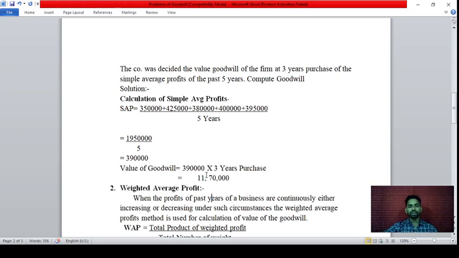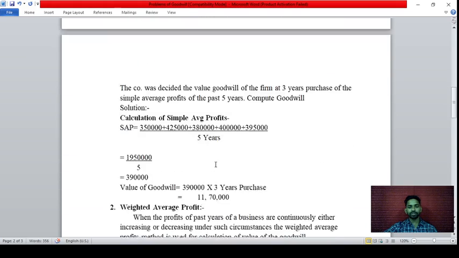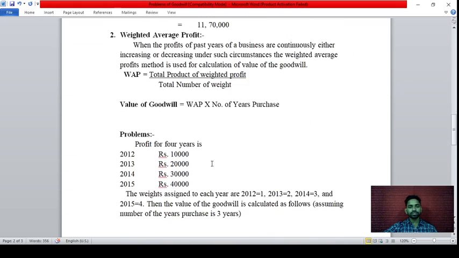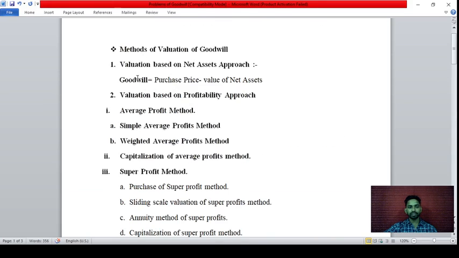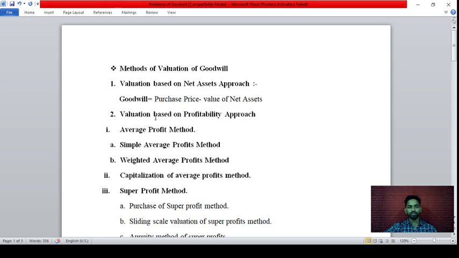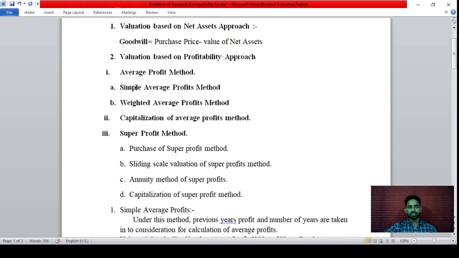Like this we have to solve problems on the simple average profit. Next, take down the next: weighted average profit. This is the second method of valuation based on the profitability approach. We finished the average profit methods and the simple average profit. Now see the weighted average profit method.